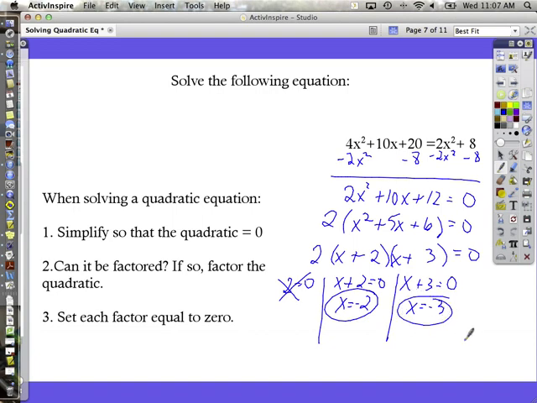Okay, so that's the difference between solving by factoring and just factoring. When I factor, I just stop right here, and that's my factored form. When I solve by factoring, I have an equal sign, and I'm finding what x equals and getting my solutions instead of just factoring.